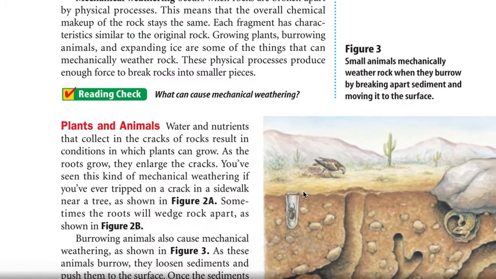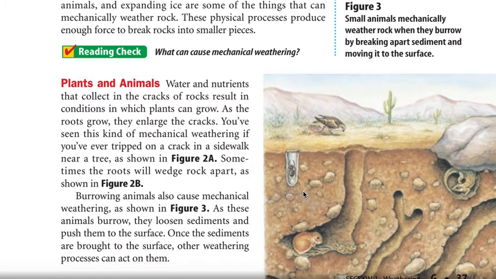Plants and animals. Water and nutrients that collect in cracks of rock result in conditions in which plants can grow. As the roots grow, they enlarge the cracks. You've seen this kind of mechanical weathering if you've ever tripped on a crack in the sidewalk near a tree, as shown in Figure 2A.